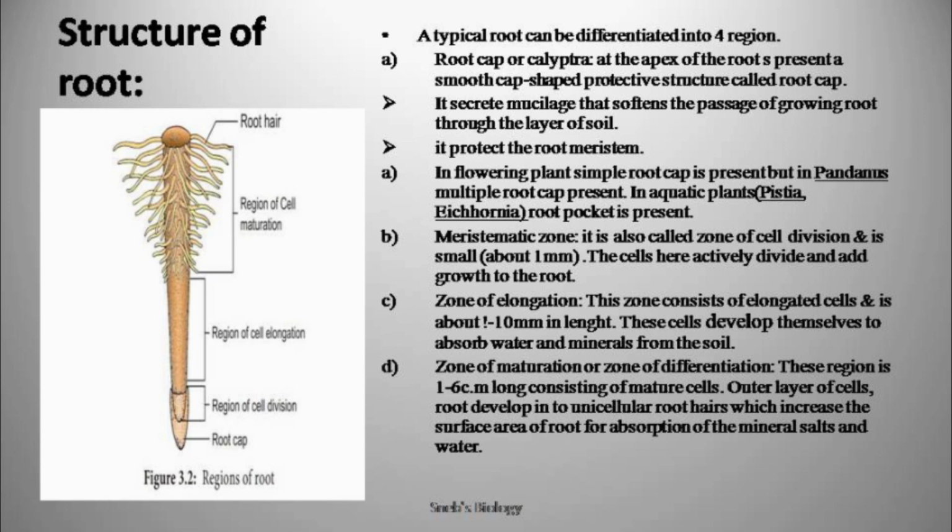Then zone of maturation or zone of differentiation. This region is 1 to 6 centimeter long, consisting of mature differentiated cells. The outer layer of cells of the root develops into unicellular hair-like structures which are called root hairs. The root hairs increase the surface area of the root for absorption of mineral salts and water.